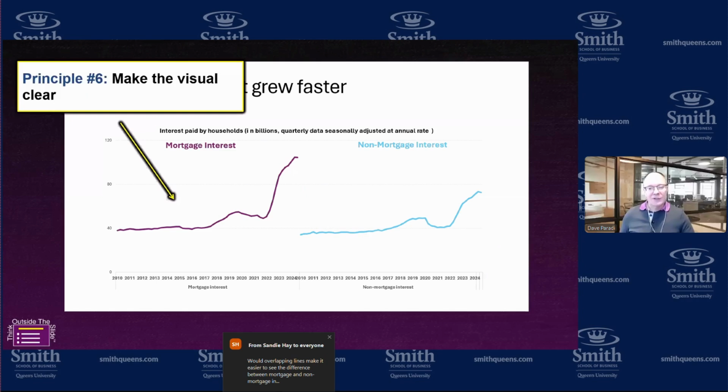So what I did here is I created what I call a panel line graph. A panel line graph places the lines beside each other on the same axis, and so it's much easier to see those trends. And indeed, the mortgage interest just pops right out as that steep, steep line.